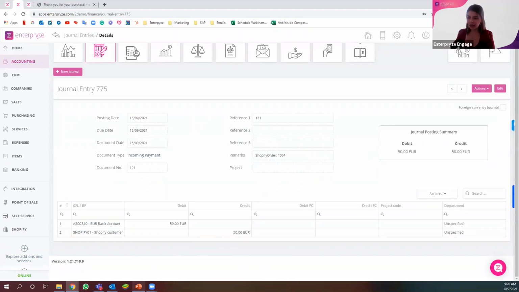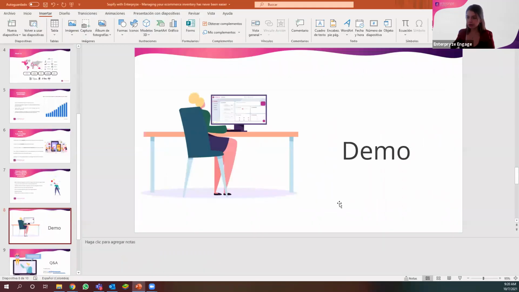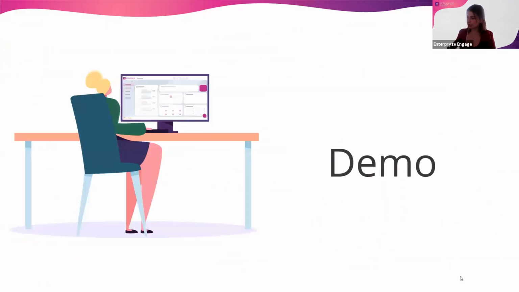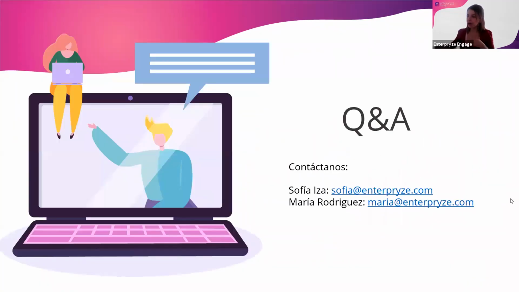So with this, we finish our demo and we will just go to the last part of our webinar, which is the Q&A. Do we have any questions? There is one question about the payment. They're asking if the payment is related to the sales order or is just related to the invoice. How does it work?